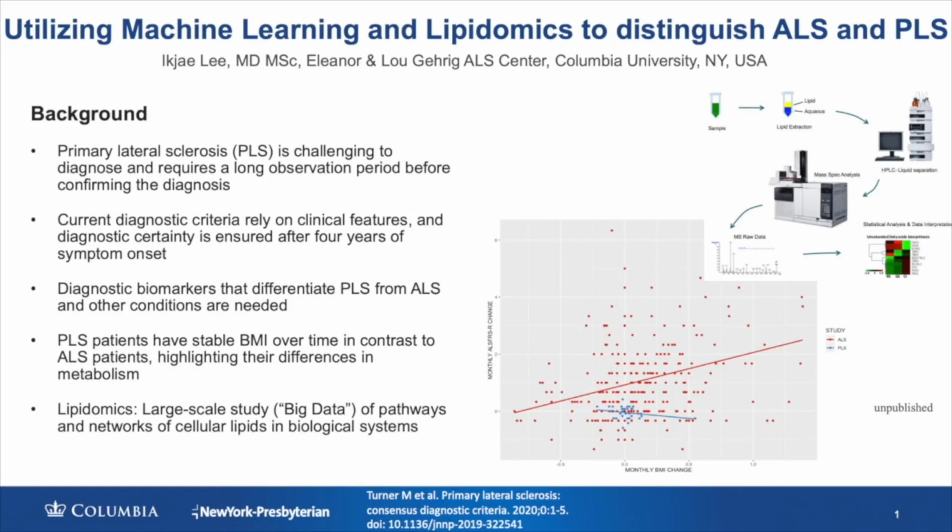In this figure on the lower side, you can see the red dots representing ALS individuals, blue dots representing people with PLS, y-axis with the change of PLSFRS monthly, and x-axis the change of BMI monthly. And you can see that in ALS, the red dots, they're all over the place, losing a lot of PLSFRS and BMI over time, while PLS patients are stable with their function and also with BMI, clustering around 0.